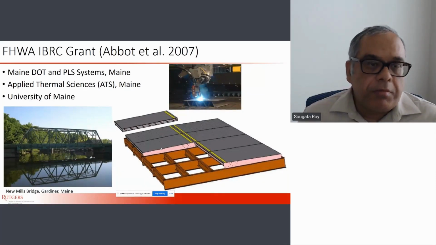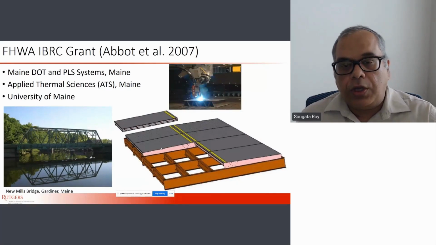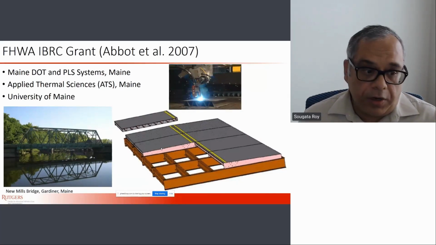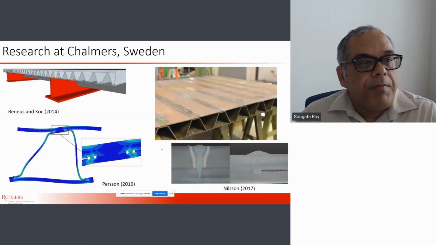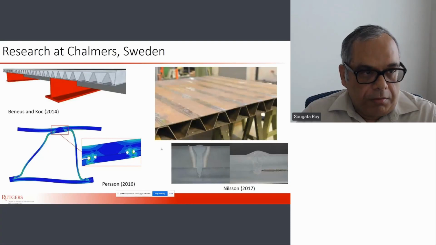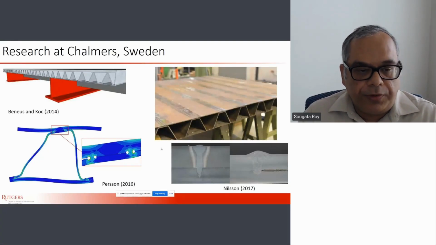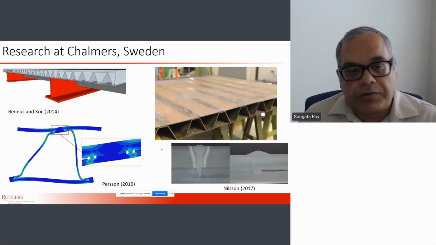In the meantime, as I said, the shipbuilding industry and automobile industry and others were trying to introduce this technique to do different kinds of deck construction, corrugated or otherwise, using hybrid laser arc welding for that process. Now, right around the mid-2000s, there was some research done at Chalmers University in Sweden, where they looked at whether they can use a corrugated deck for bridge construction.